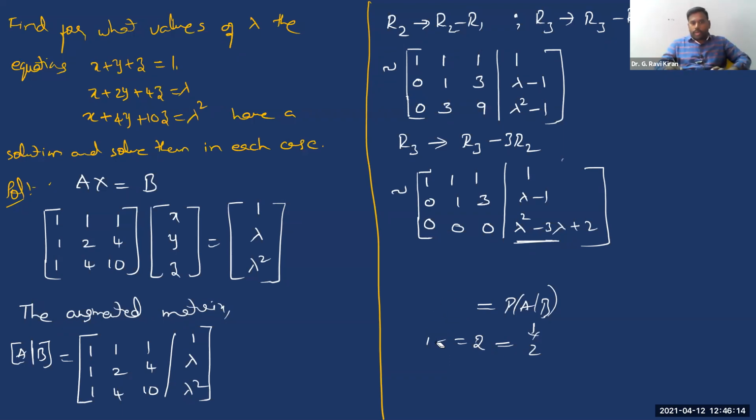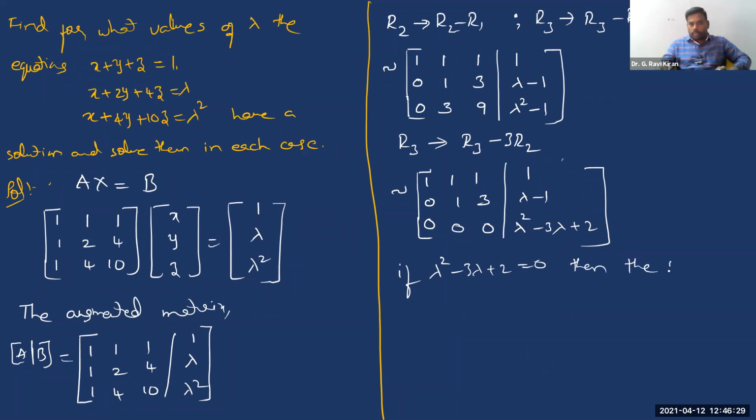Right? So now to get that solution, I'm just proceeding like this. So if lambda square minus 3 lambda plus 2 is equal to 0, then the system has a solution.